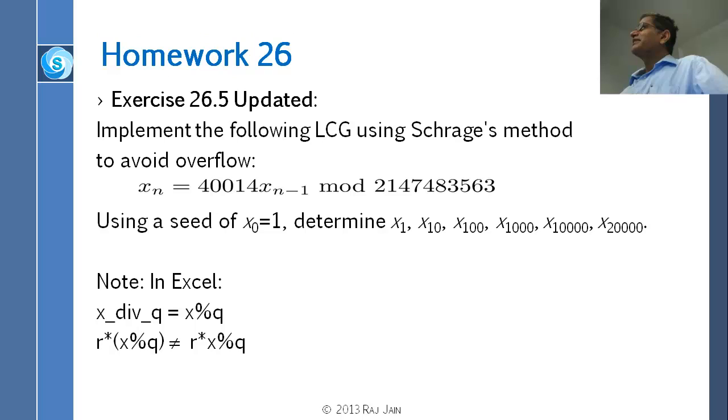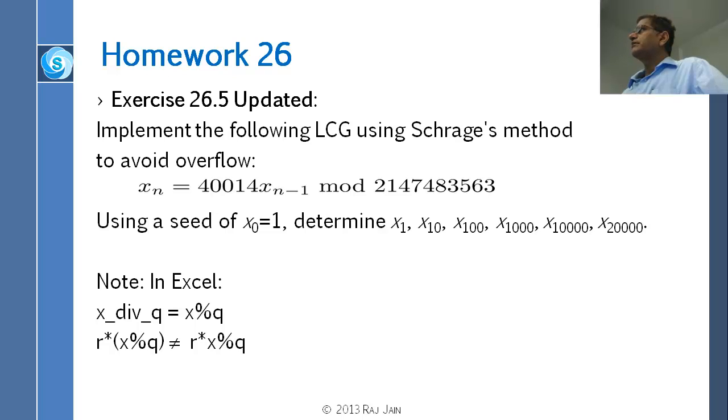You have to implement this generator using a seed of 1, and you have to determine the values at 20,000. So basically 1, 10, 100, 1,000, 10,000, and 20,000. All right. By the way, the percentage sign is used in Excel for div, and then you multiply that.